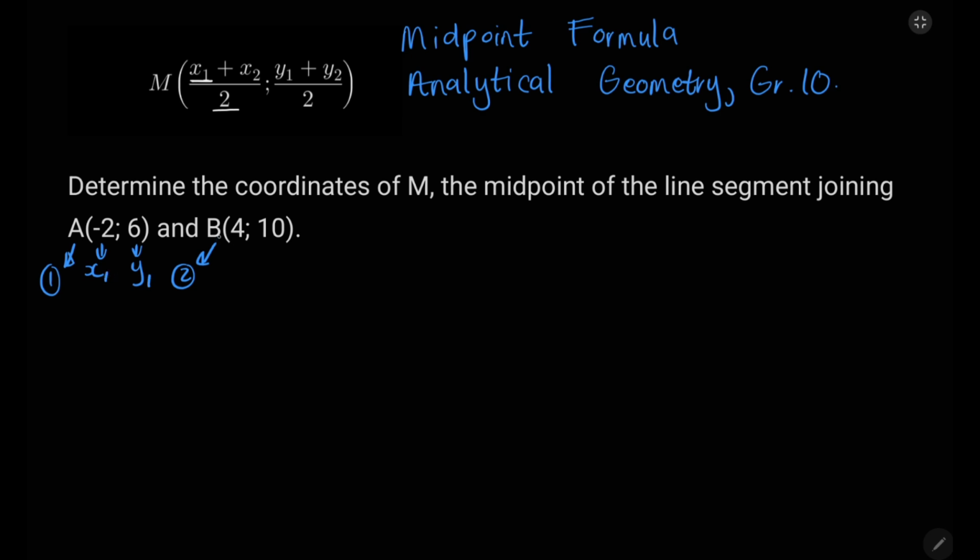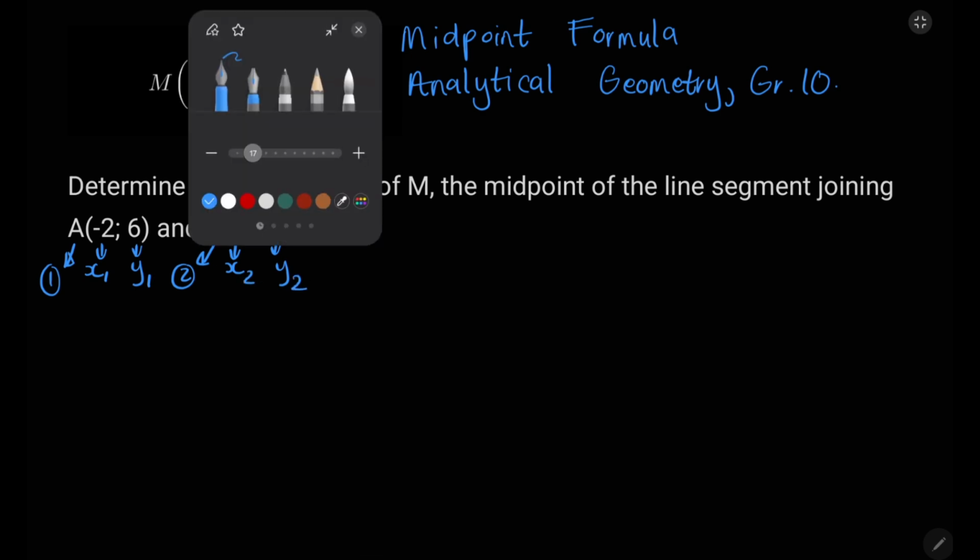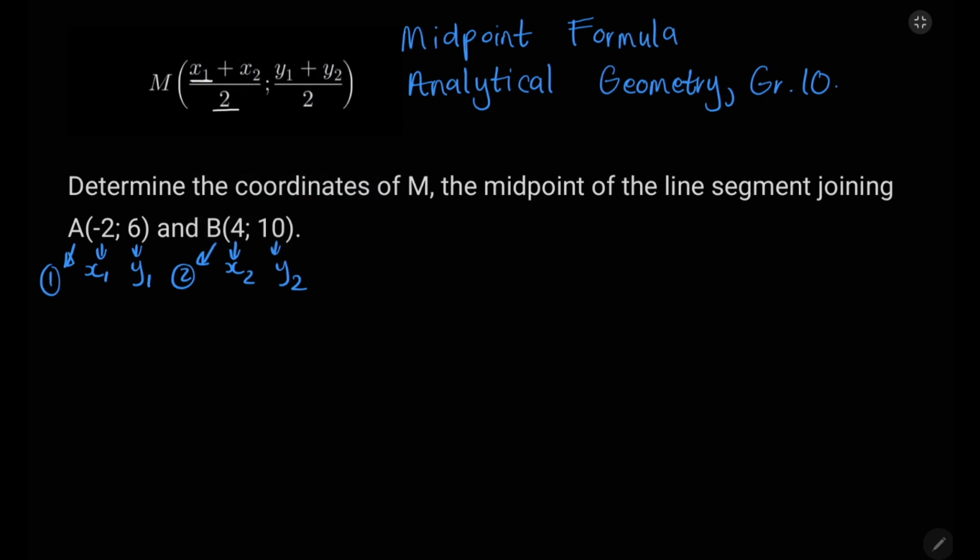Let's move to the second point. We have B. We have 4 and 10. That means that 4 is your x and that 10 is your y. It's point 2, so there should be x2 and y2. We've already specified our points. Now let's substitute into our formula.